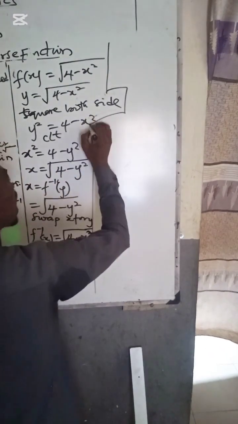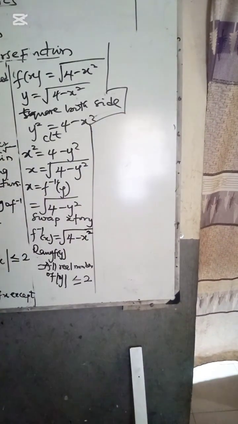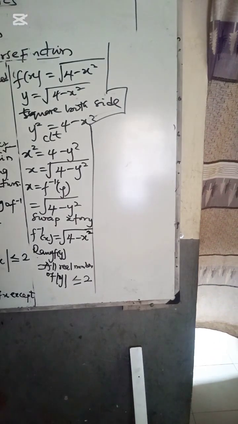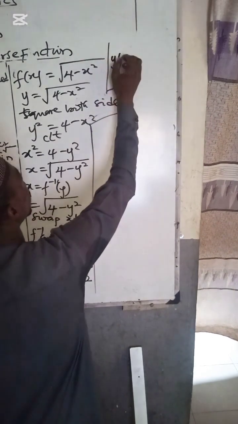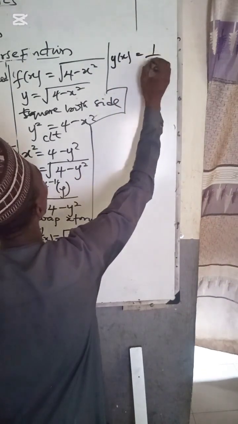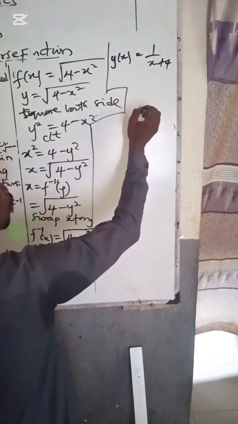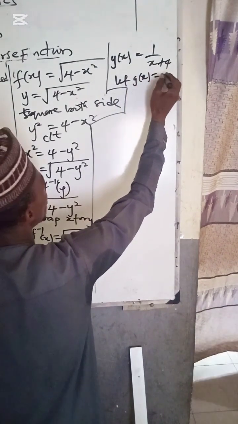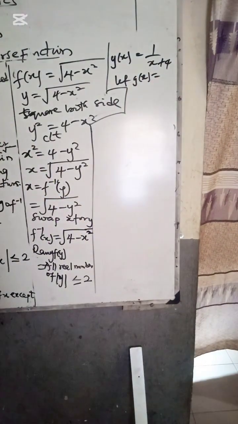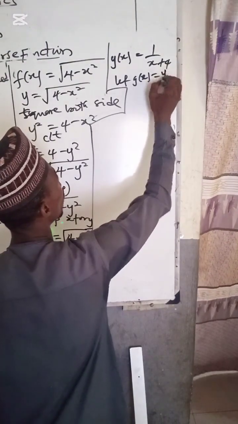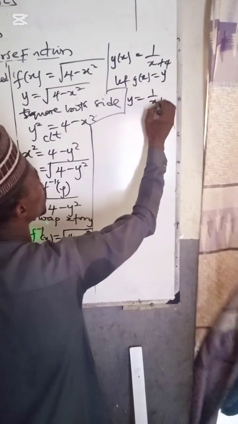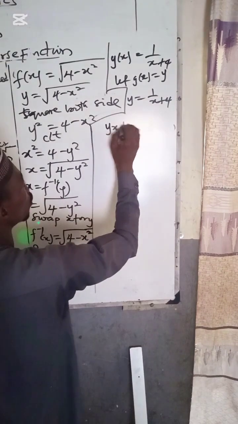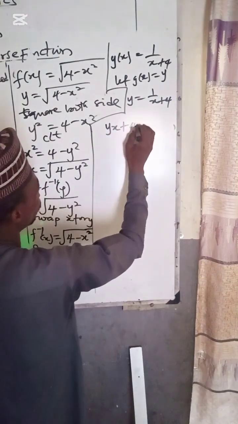Then we have to find as well the range of g of x by getting the inverse. When we get the inverse, it tells us the actual range of g of x. Now, g of x given is 1 over x plus 4. Let g of x equal y. We can use any letter, just that we are used to letter y. So y equals 1 over x plus 4.